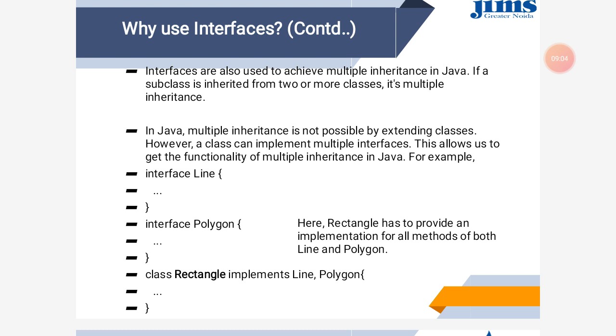So we can implement different abstract methods in any class. So multiple inheritance is possible here with the help of interface, and line and polygon both are interfaces, and we are implementing both the interfaces in the rectangle class.